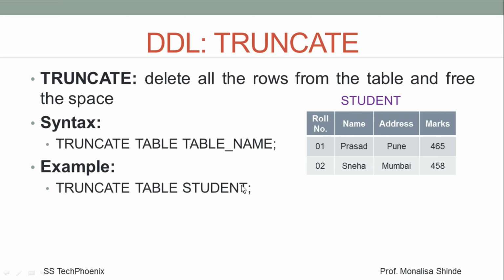After executing this, this will be the scenario of the database. Means we have only deleted all the rows from the table, all the data from the table, but not the structure of the table. The structure of the table remains in the database. That is the difference between the truncate and drop commands. The drop command deletes both, while the truncate command deletes only the records, not the structure. I hope you understood the difference.